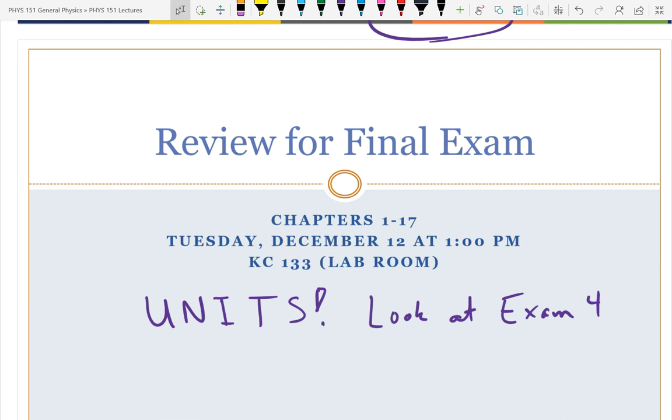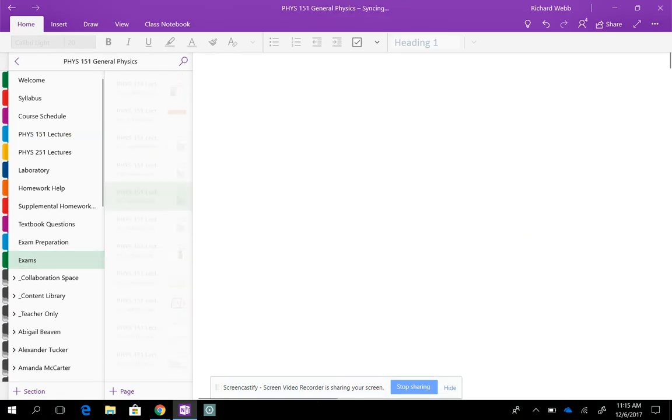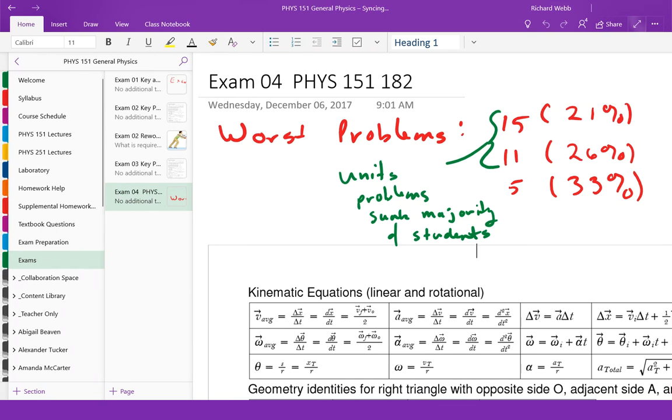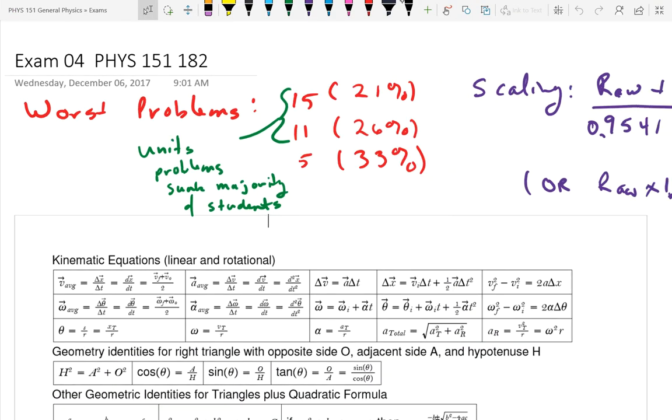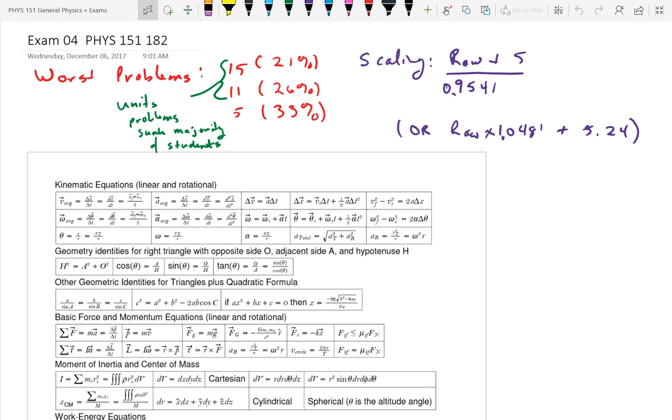So now I'm going to review for the exam. But before I go to reviewing for the exam, I want to look at the most troubling problems from the exam that we just took. So just some information here about the exam. The 3 problems that people scored the worst on by far were problems 15, 11, and 5. And so I'm going to go over those.